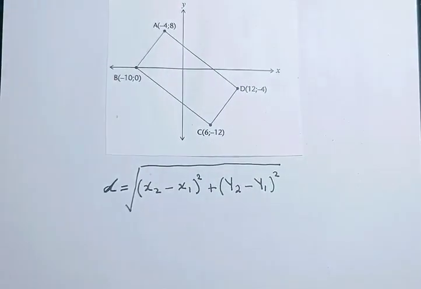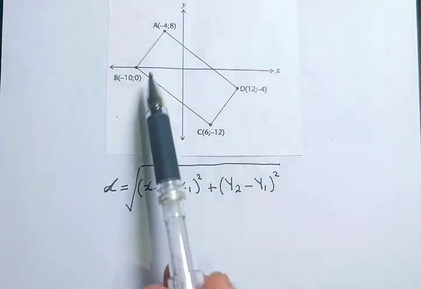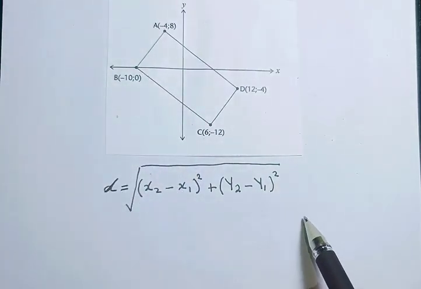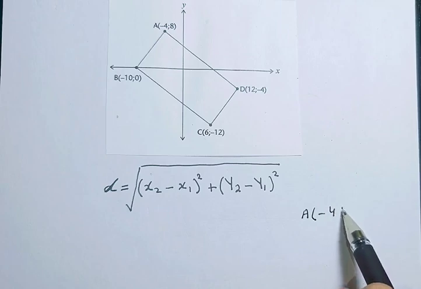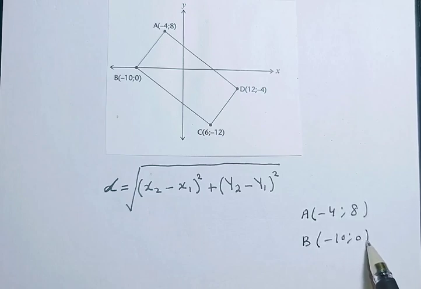So we have this quadrilateral. I'm going to show you how to use the distance formula. I need to find the distance between A and B, the length of AB. So the coordinates of A, you're going to write on the side, are -4 and 8, and the coordinates of B are -10 and 0.